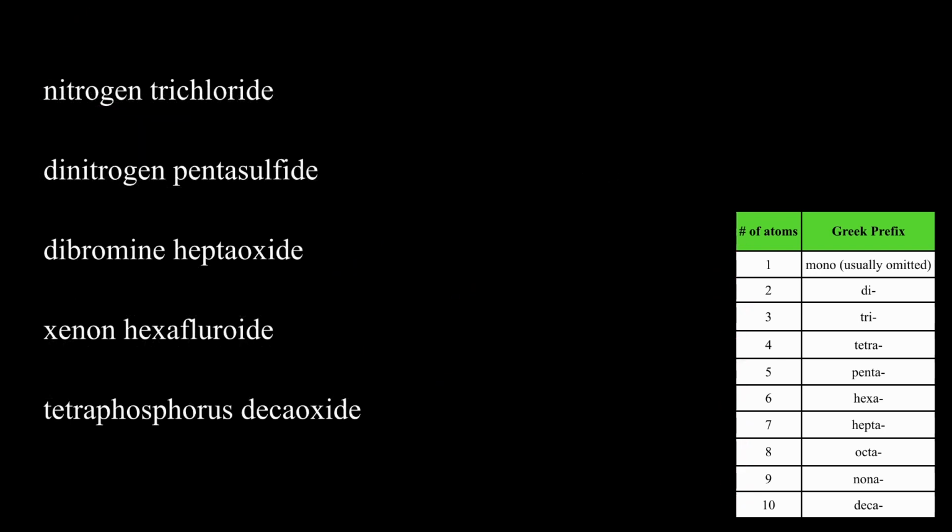All right, so what if I'm given the name? I need to go back to the formula. That's easy. Nitrogen trichloride: nitrogen, which means I just have 1, so N, and trichloride, Cl3. Dinitrogen pentasulfide: di meaning 2, so N2, penta 5, so S5. Again, these are all subscripts when you're doing the numbering.